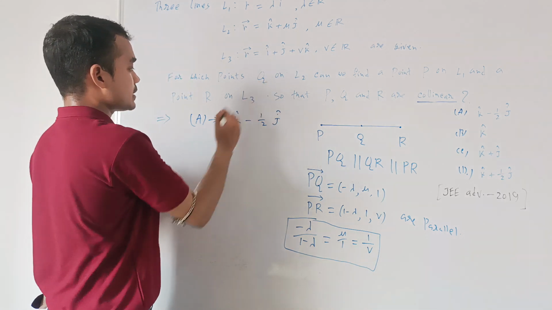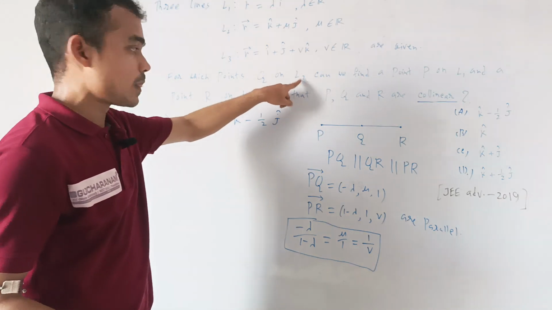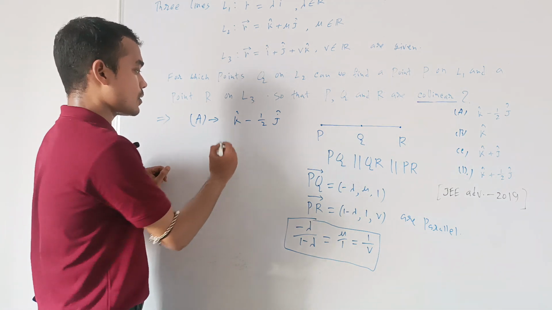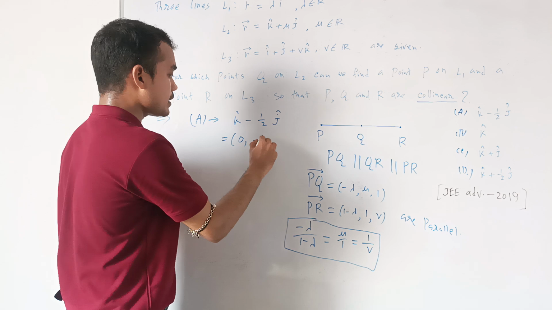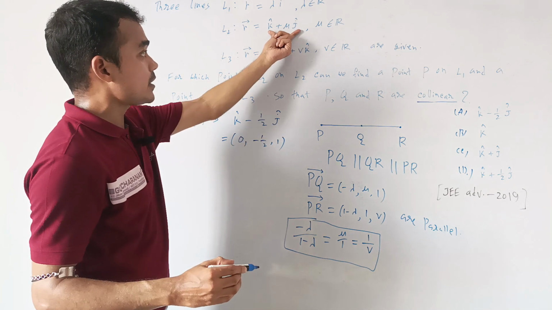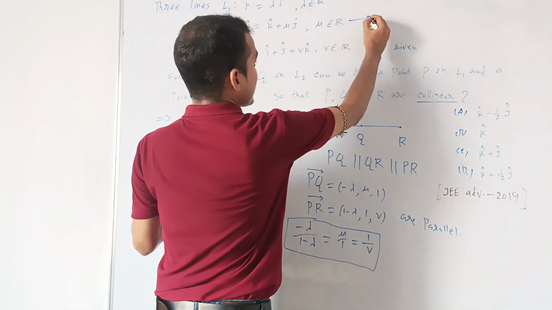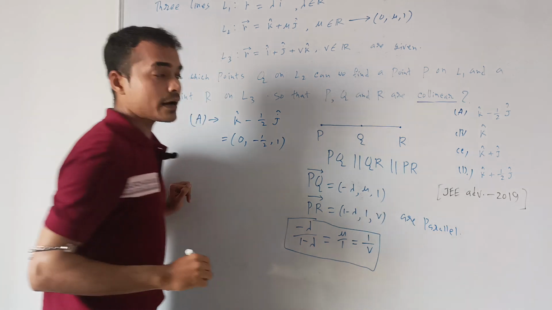Suppose this vector is the Q point. The question asks whether Q is a point on L2. Suppose this Q point is this. So what is the coordinate? 0, comma, minus half, comma 1. So if you write the point format, here the L point has the format 0, comma, mu, comma 1.